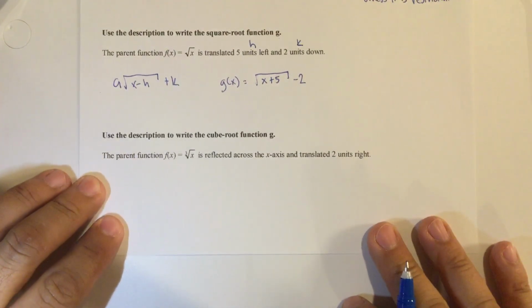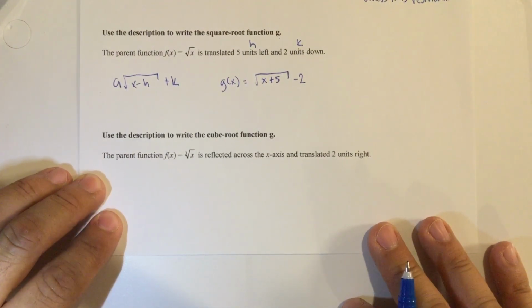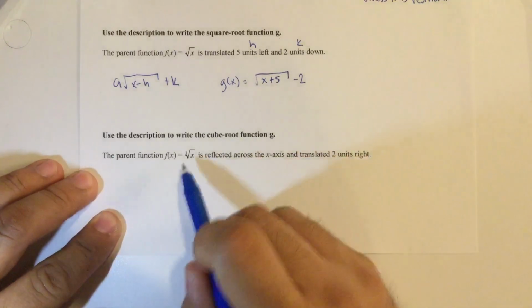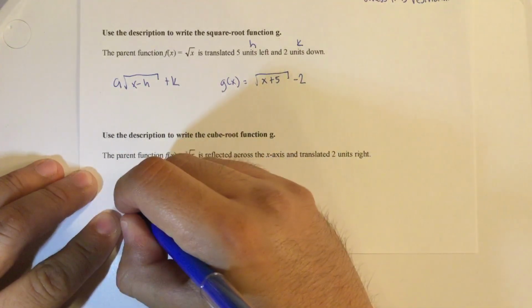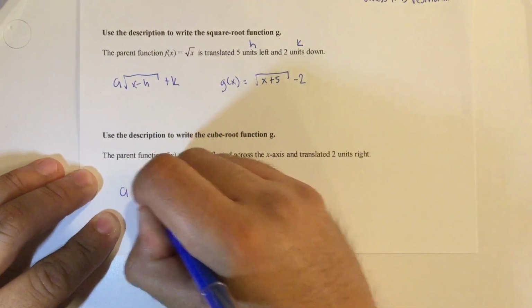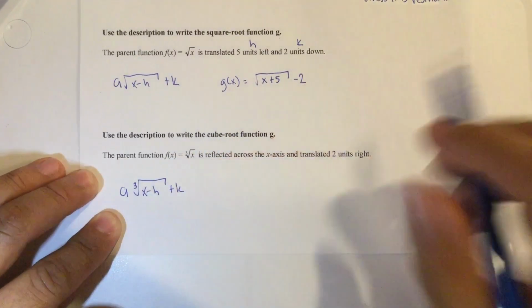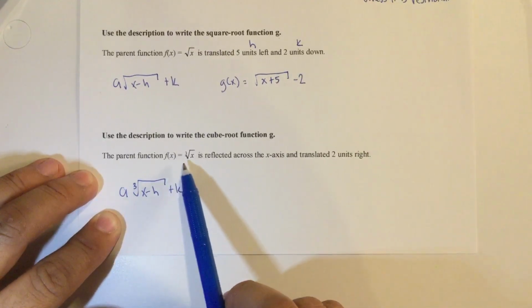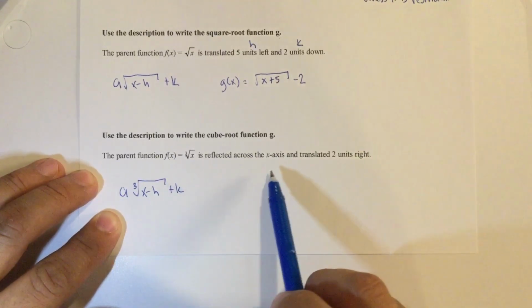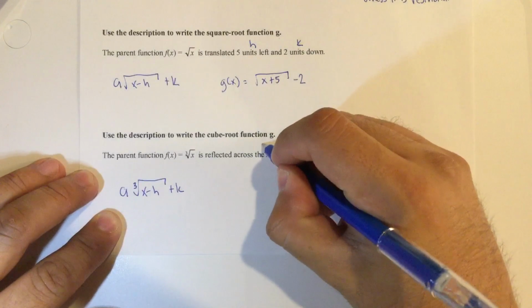All right, for the next one, it says use the description to write the cube root function g. Okay, so we have this one here, and once again, the cube root function is the exact same thing. The only difference is the index changes to a 3, but you'll notice the equation is the same. So the parent function f of x equals the cube root of x is reflected across the x-axis, so that's going to affect your a value.